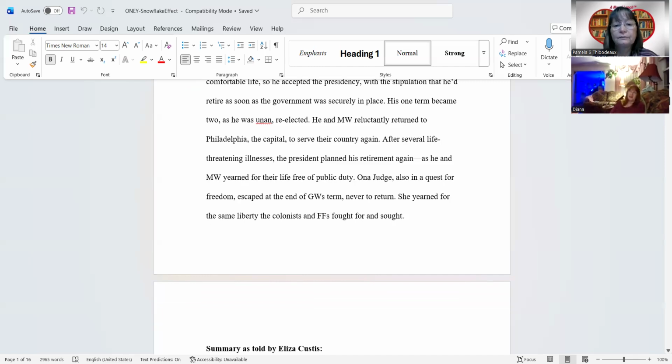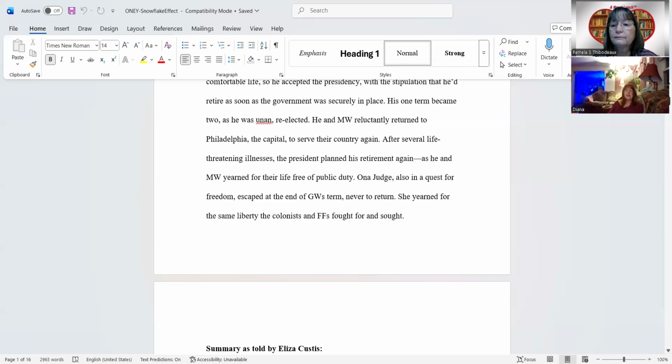Her father's name was Ona Judge. Her father was a free white person, but she was enslaved at birth. So she always believed that she should be free. And by the time she finally made the steps to plan her escape, she was probably in her late teens or early 20s.